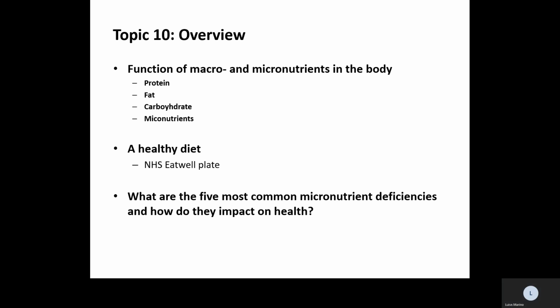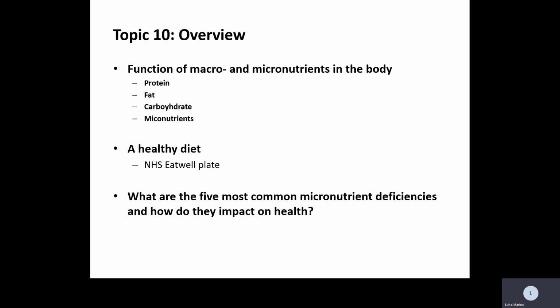So this talk is going to focus on the function of macro and micronutrient requirements in the body. As part of this topic overview, we're going to look at the function of both macro and micronutrients. So we're going to focus on protein, fat, carbohydrates and micronutrients.